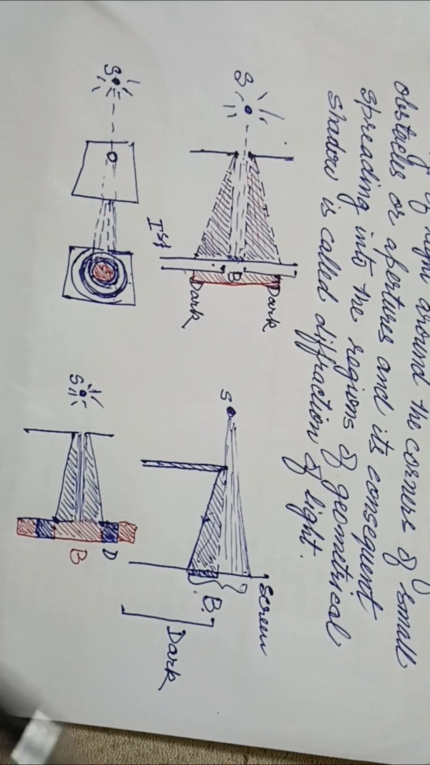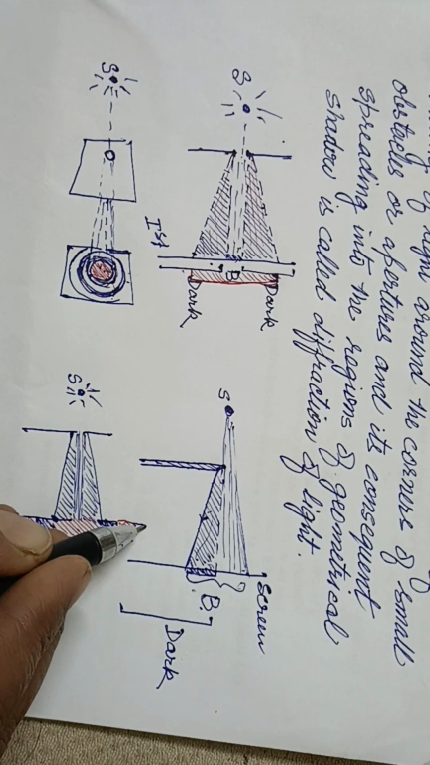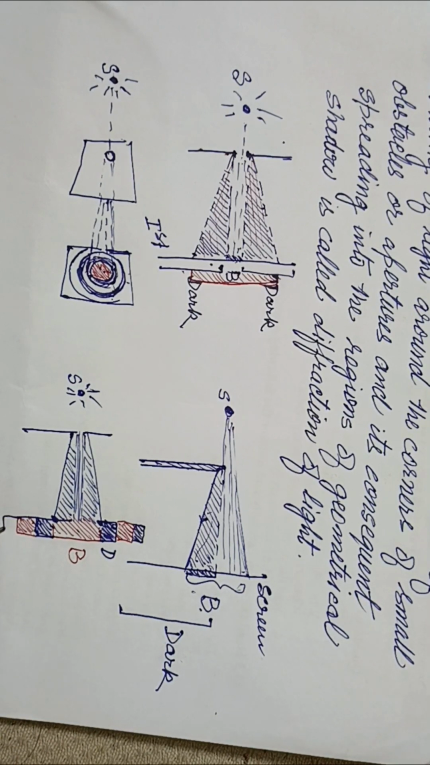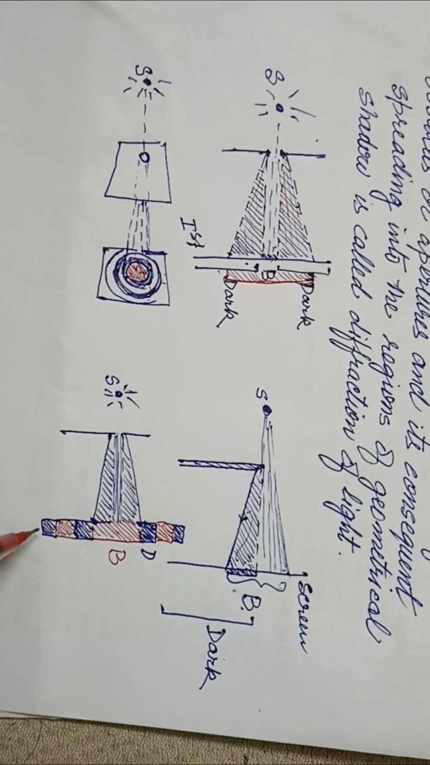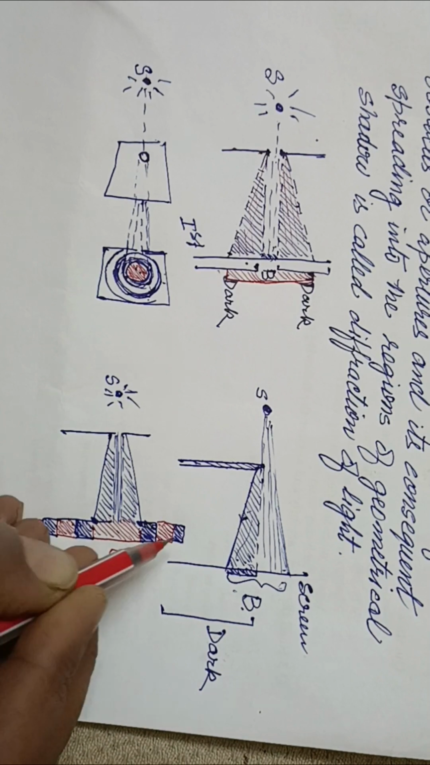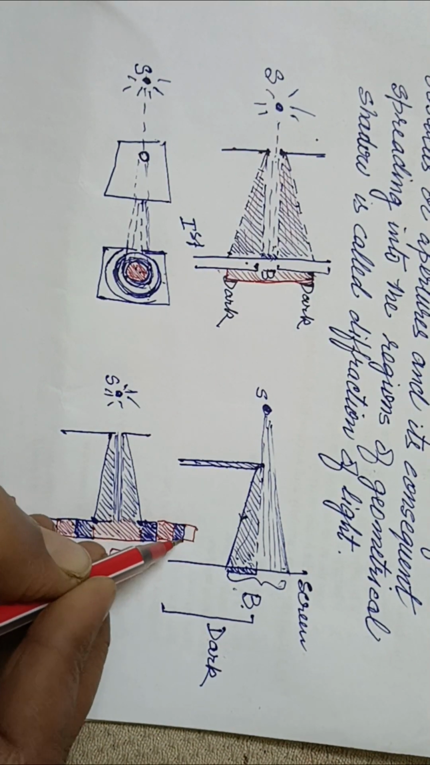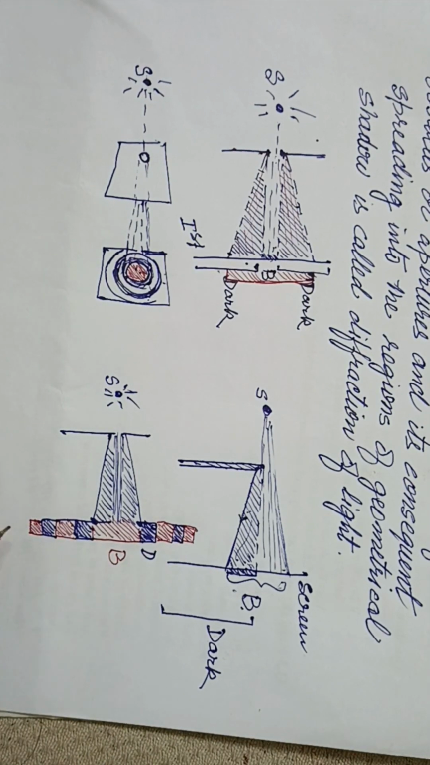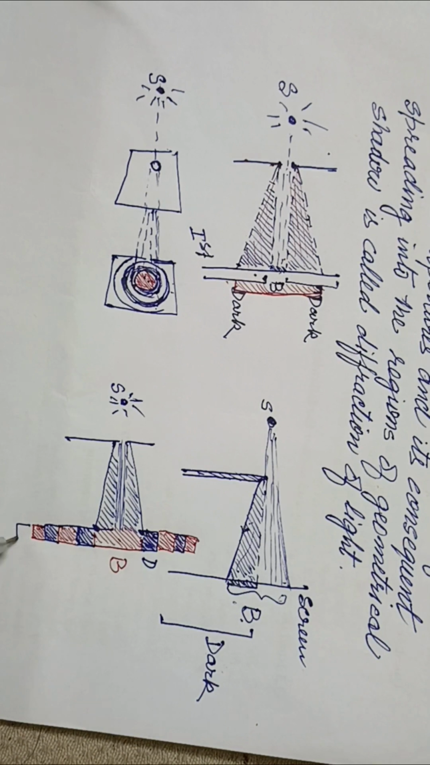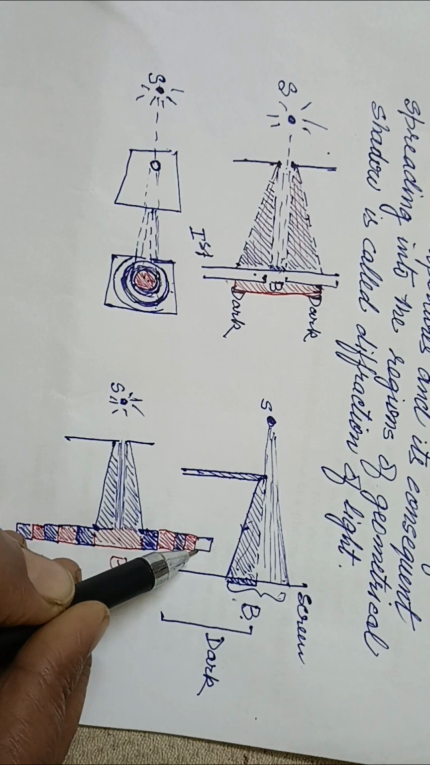Then again you will get a dark patch on both sides, and then again a bright patch, and gradually you will see the width of the brightness is decreasing. That is why slowly it becomes faded, and the darker portion increases. So then again a dark patch like this. So this way we are getting the fringes.